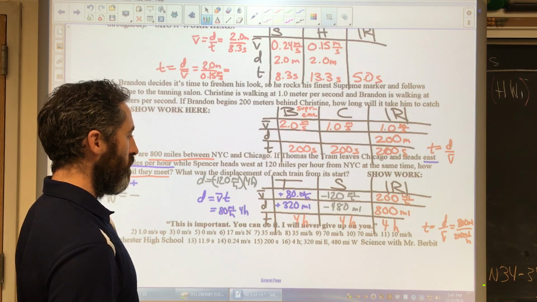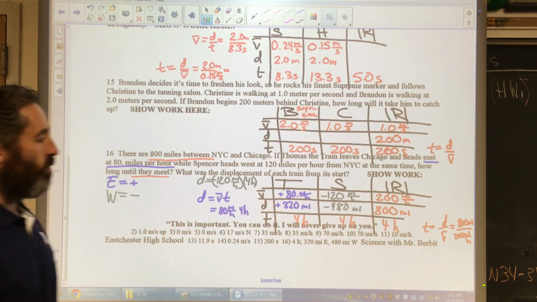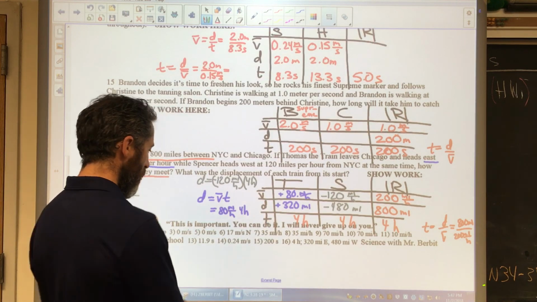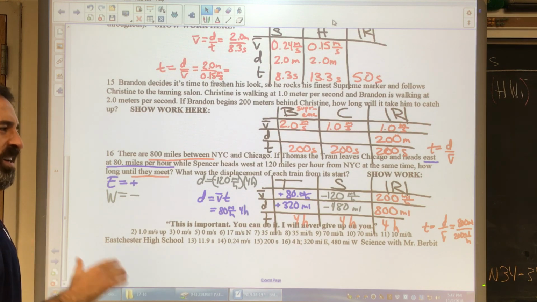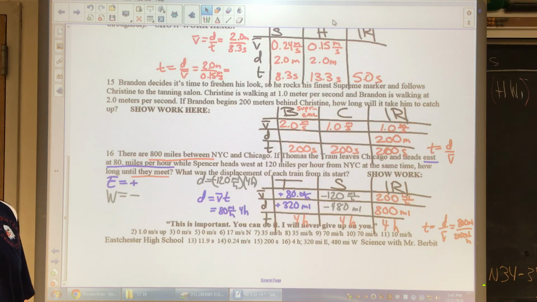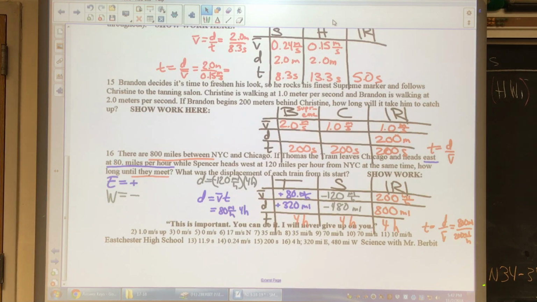So the displacement of each train, well, 320 miles east of its start, 480 miles west of its start, and boom, there it is, relative motion in a pretty clean presentation. If you didn't like this that much, trust me, the other way is worse. Now get that pen relatively moving towards your paper and do some work.